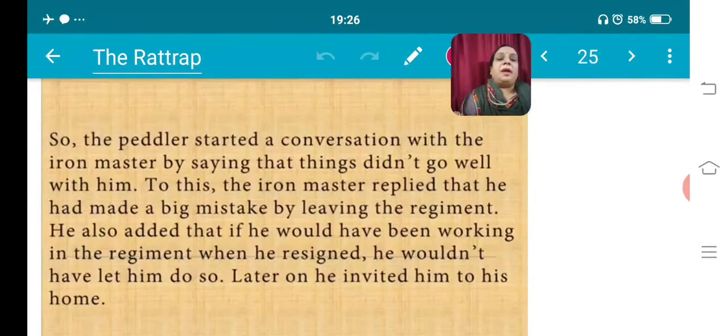So, the peddler started a conversation with the iron master by saying that things did not go well with him, because the iron master had mistaken him for one of his colleagues in the army. To this, the iron master replied that he had made a big mistake by leaving the regiment. He also added that if he had been working in the regiment when he resigned, he wouldn't have let him do so. Later on, he invited him to his home.